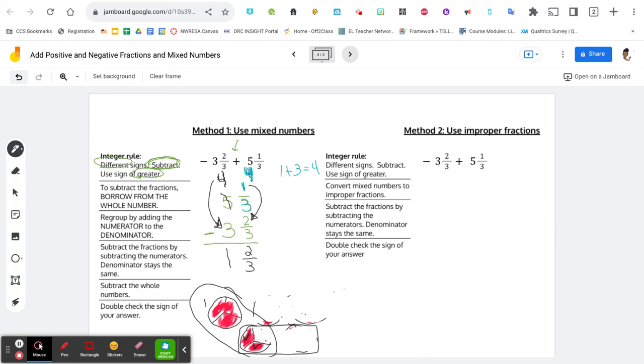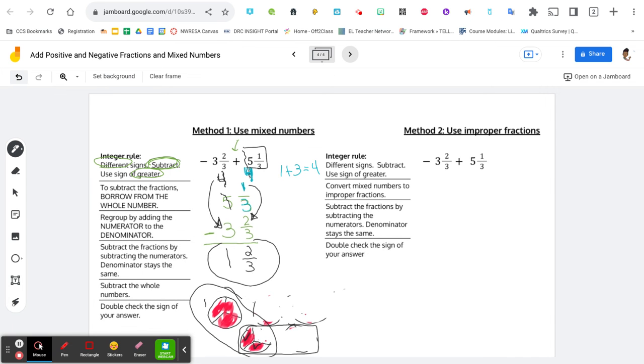Now we've got to check our sign. Notice this 5 1/3 has the greater absolute value. So my answer is positive. This is correct. Going over to the other side, I have the same thing.